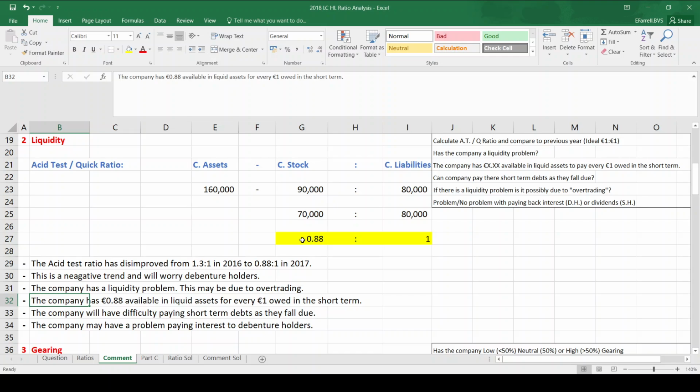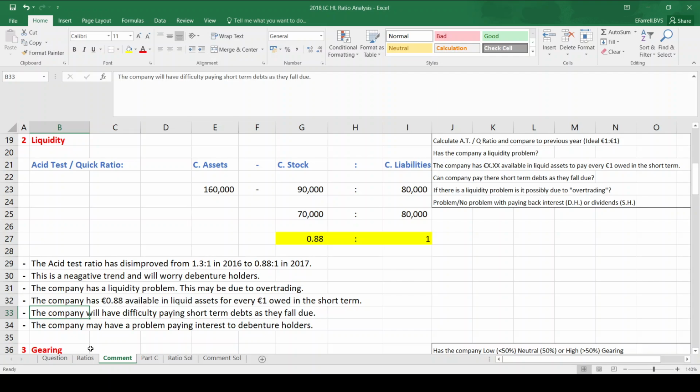If it was over 1 is to 1, you would say the company would not have difficulty paying short-term debts as they fall due. And the company may have a problem paying interest to debenture holders. So we're looking from the point of view of debenture holders. This company doesn't really have enough money in the short term to survive, so they're going to struggle to pay back the interest and eventually the loan to the debenture holders.